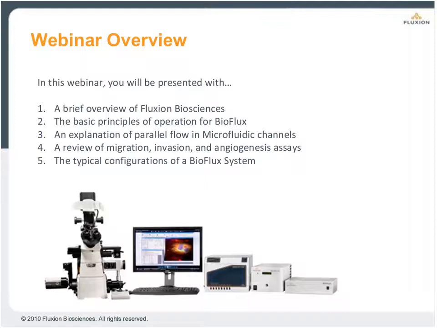We're going to talk a little bit about the background of Fluxion Biosciences, who we are, followed by a discussion of some of the parameters that are important for dynamic assays that are outlined in the title. We'll then explain the BioFlux system and how it works and all of the components. And finally, we'll look at some of the unique applications of the system to study cellular motility, and then finally what the instrument configuration looks like.